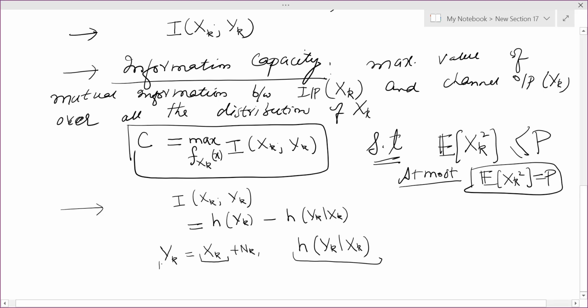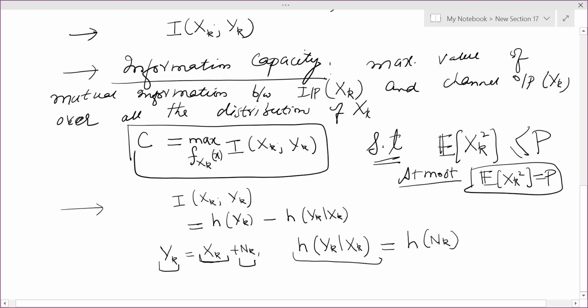Now in yk you have two terms, xk and nk, which are both random. But if someone discloses what xk is, xk does not remain random at all. Now the whole randomness, uncertainty, is only because of nk. So h of yk given xk can be written as h of nk.